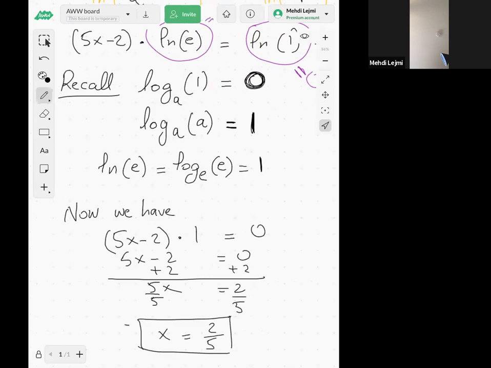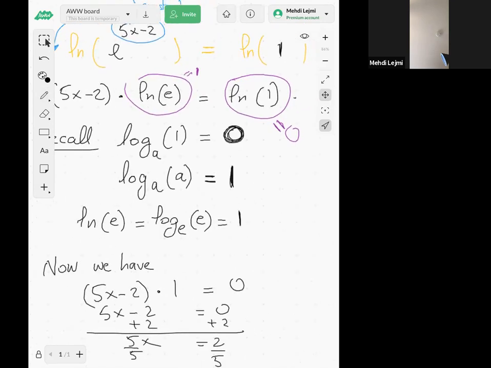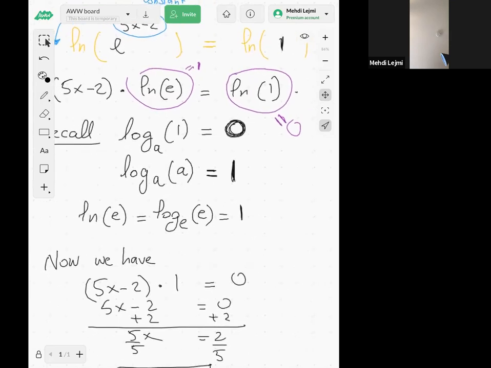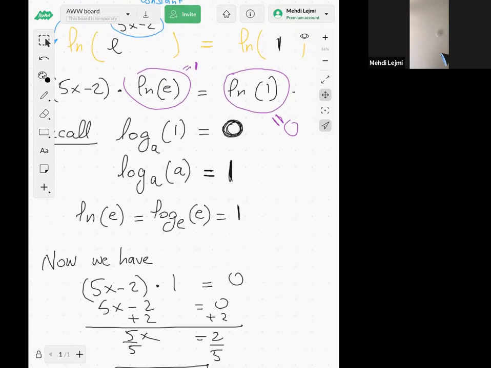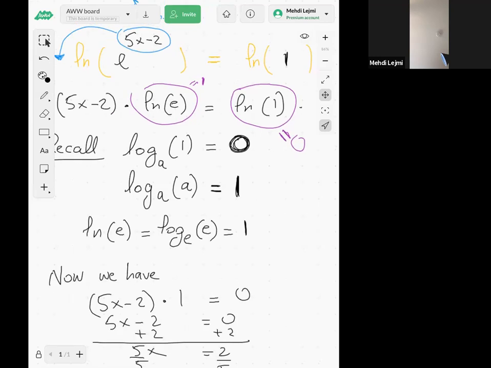If you don't replace this natural log of e by 1 and natural log of 1 by 0, I think I won't give you the full credit, because you need to know by heart that log of 1, doesn't matter the base, is 0, and log in base a of a is always 1, right?